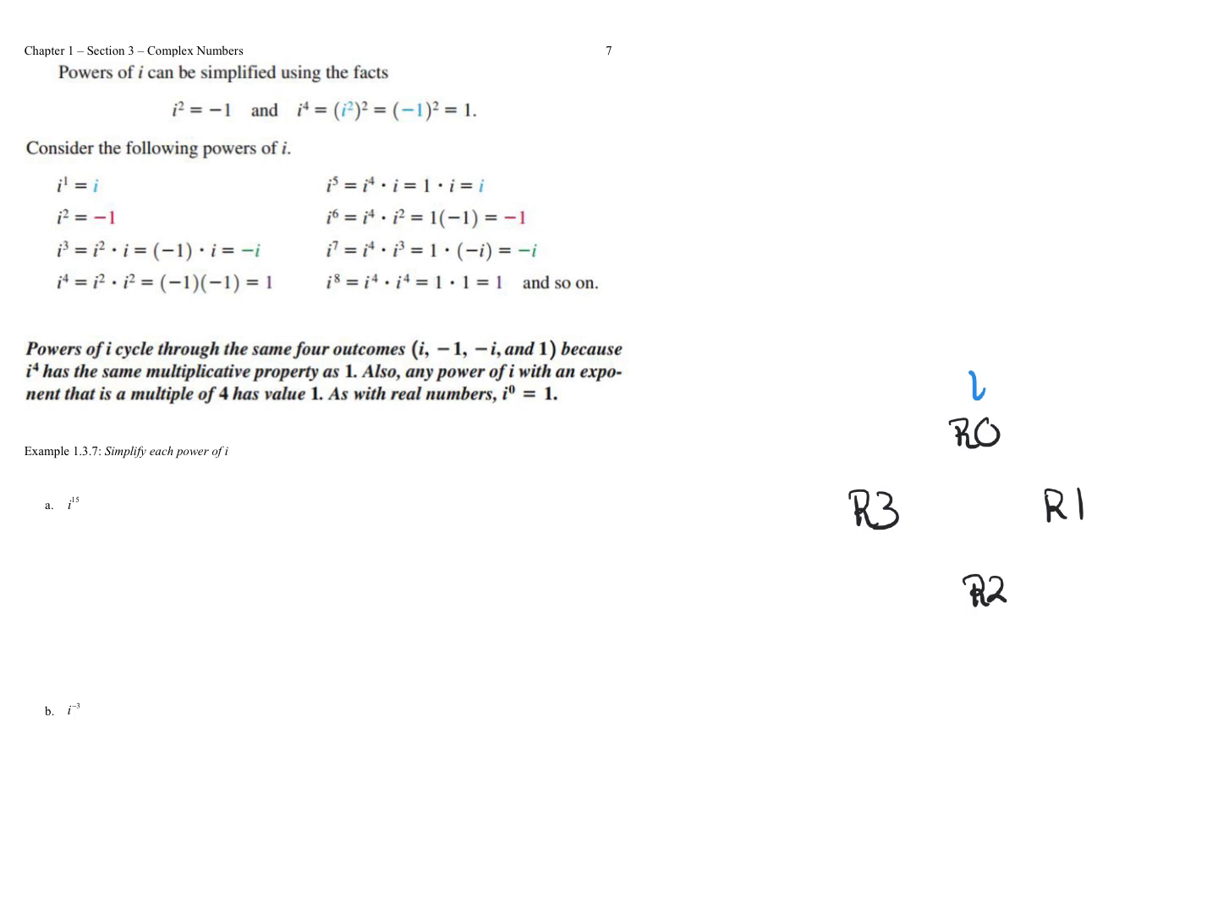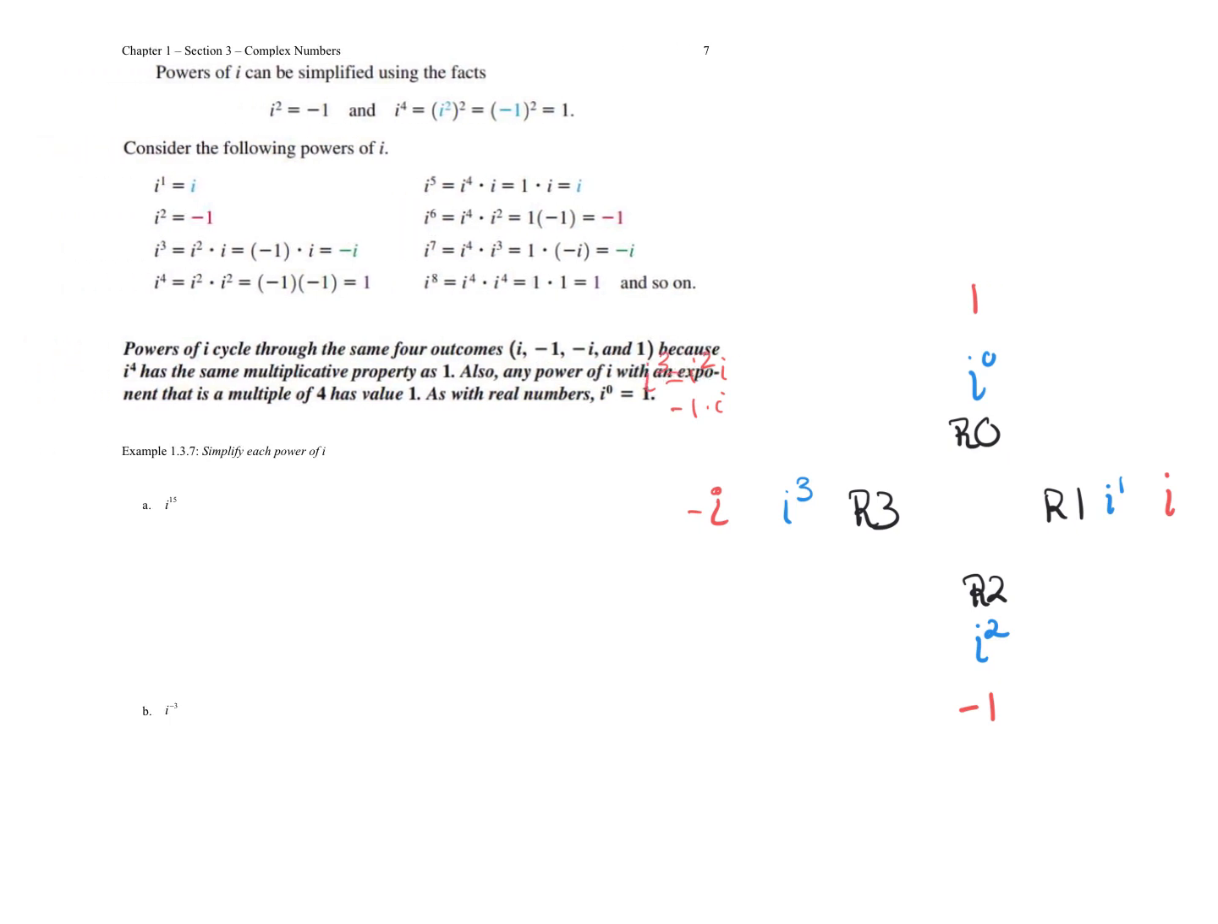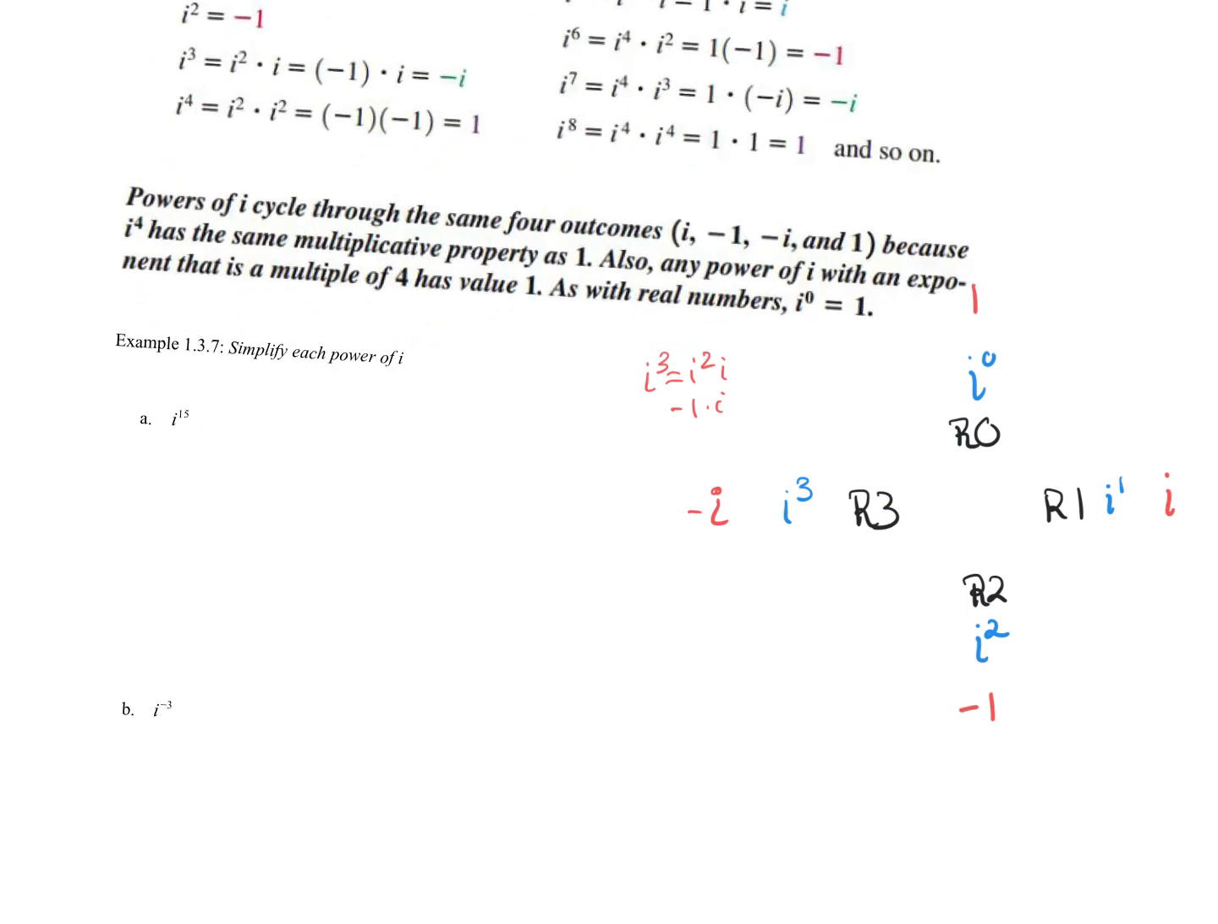So this is like saying i to the 0th power. This is like saying i to the 1st power. This is like saying i to the 2nd power. And this is like saying i to the 3rd power. Anything to the 0th power is 1. i to the 1st is just i. i squared we know is negative 1. And i to the third is the same thing as i squared times i. i squared is negative 1 times i, so i to the third is the same thing as saying negative i. So I'm going to use that picture to do these problems.